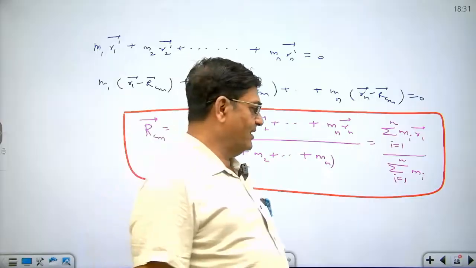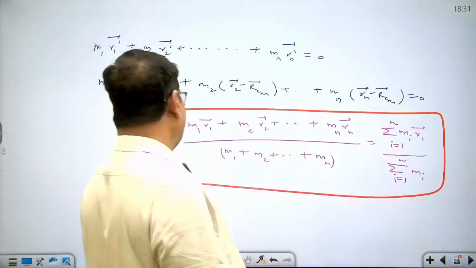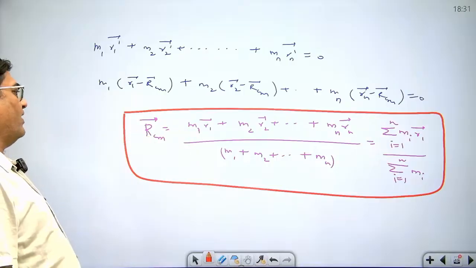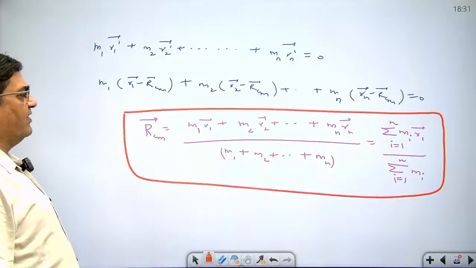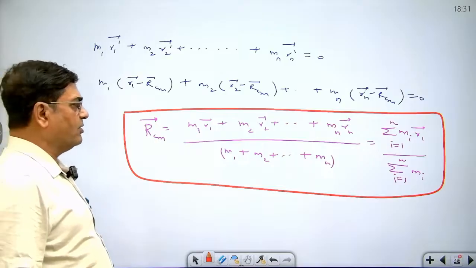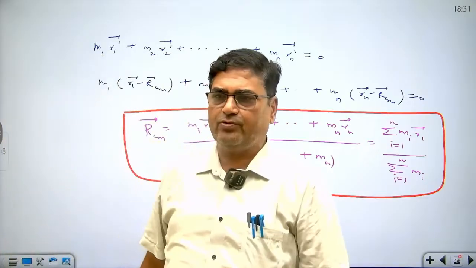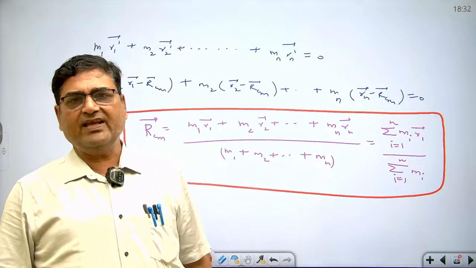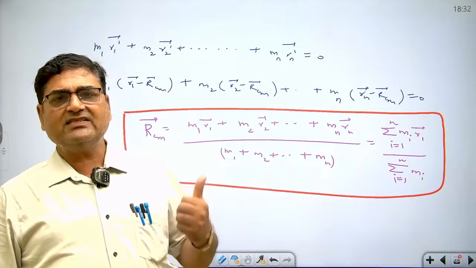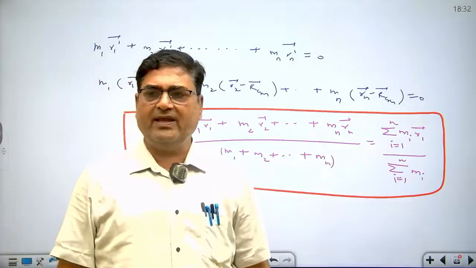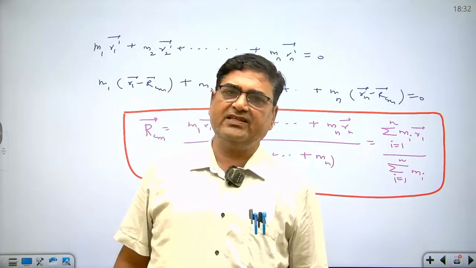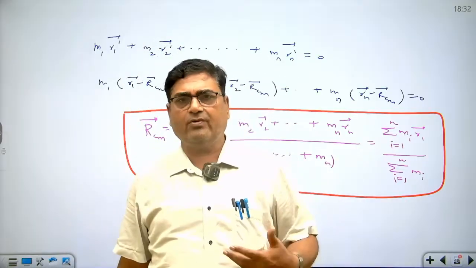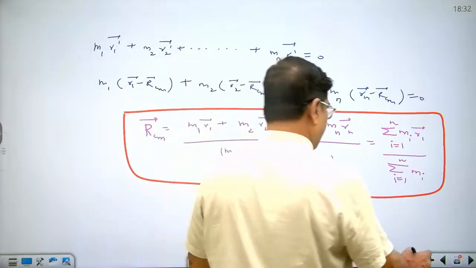Now, if we are interested in writing the x coordinate, y coordinate, and z coordinate, we can write R1 vector equal to what? x1 i-cap plus y1 j-cap plus z1 k-cap. R2 vector equal to x2 i-cap plus y2 j-cap plus z2 k-cap. And Rn vector will be equal to xn i-cap plus yn j-cap plus zn k-cap. And in a very similar way, RCM vector equal to xcm i-cap plus ycm j-cap plus zcm k-cap. In that way, we can find the position vector of center of mass, x coordinate, y coordinate, and z coordinate. Okay. Very simple.